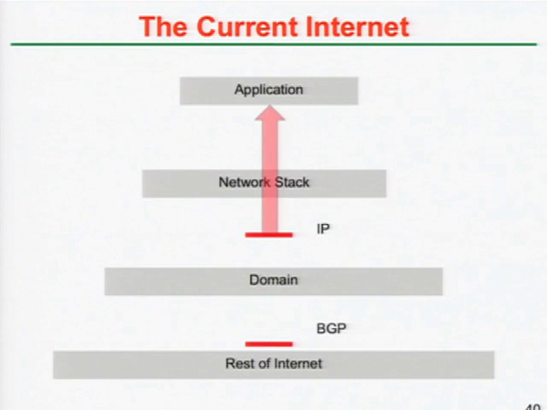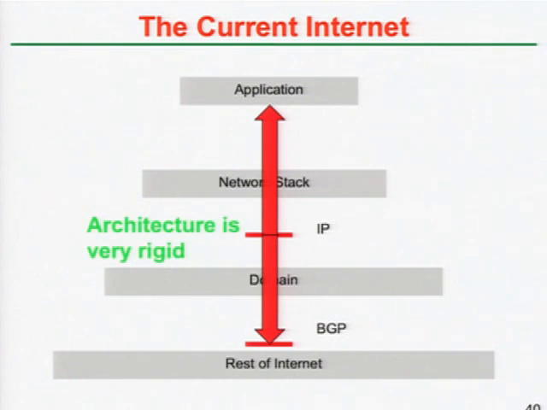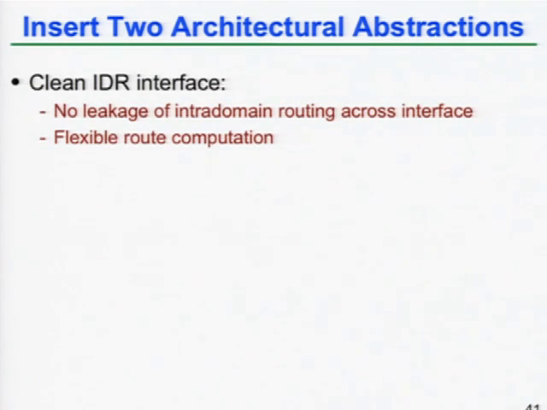So we have two fundamental standards, IP and BGP. IP is embedded in applications, it's embedded in BGP, and we end up with a very rigid architecture. So now, as an alternative, let's insert two architectural abstractions. One, let's put in a clean inter-domain routing interface. There's no leakage of what happens inside a domain. The way you define inter-domain routing, you don't refer to anything that happens inside a domain, and particularly don't refer to the addressing inside the domain. You just route on domain names. And you make sure that it can do flexible route computation. It's not like BGP that sort of bakes the route computation into the protocol itself.